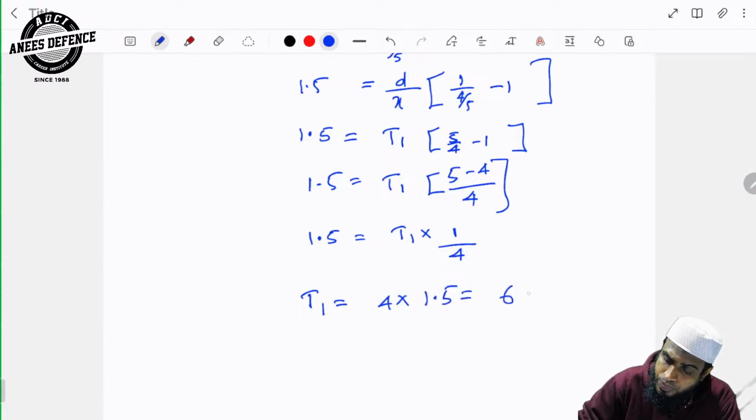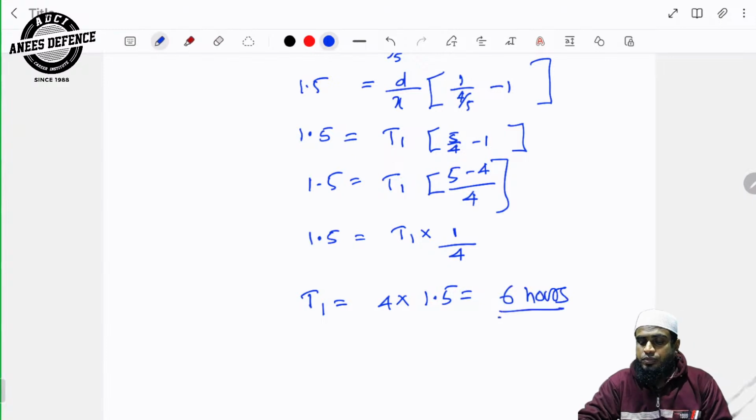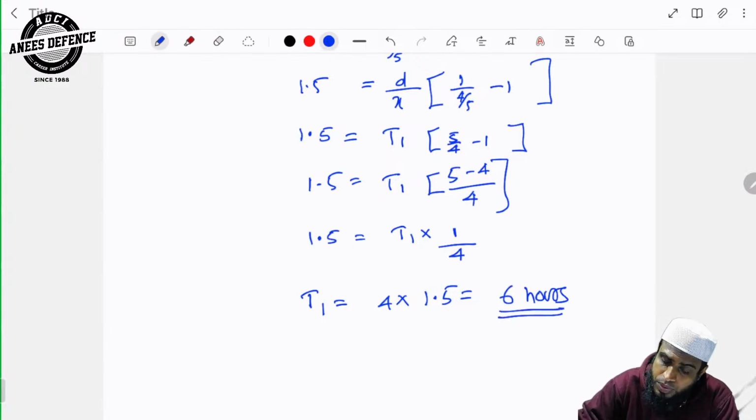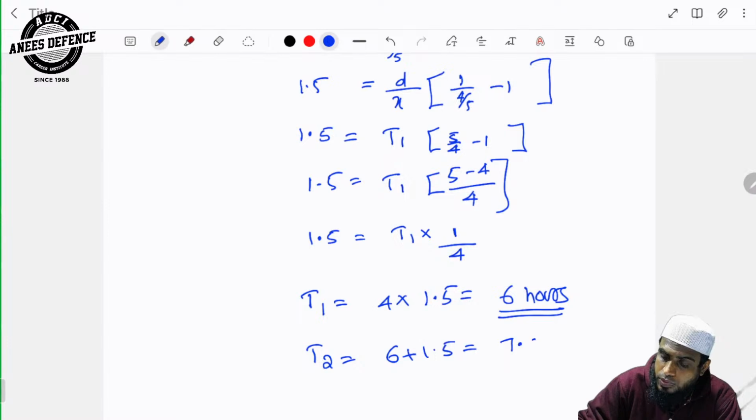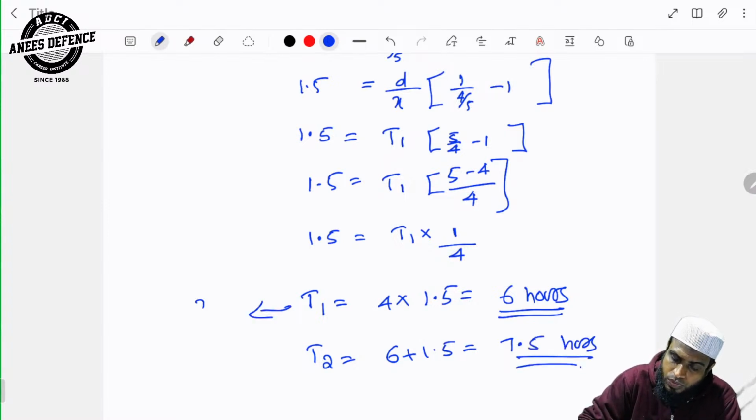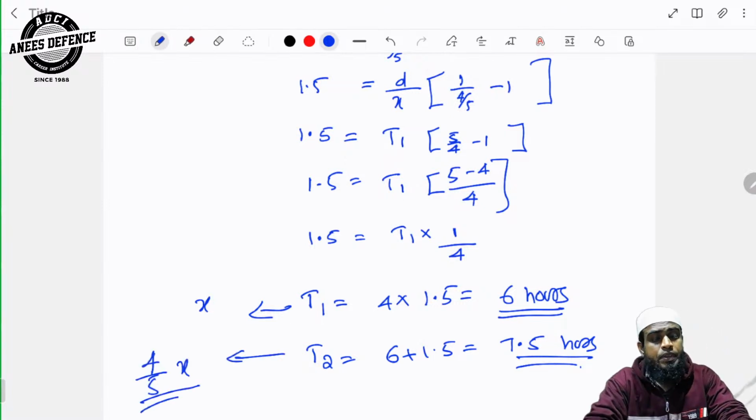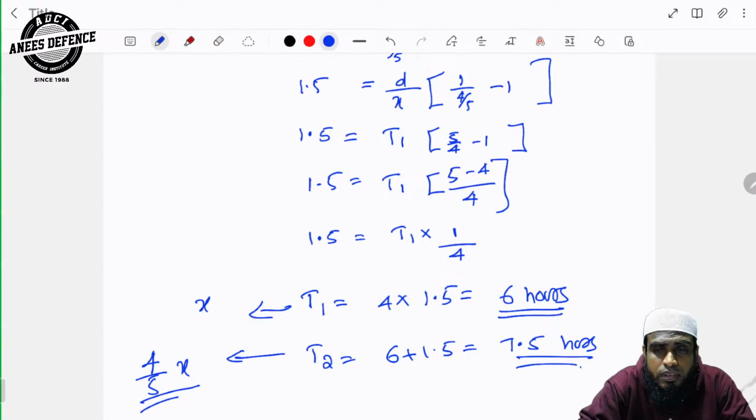6 hours. Normally, he will take 6 hours, and if he goes with a speed of 4 by 5th of the initial velocity, he will reach 1.5 hours late, meaning 6 plus 1.5, he will take 7.5 hours. This is with the velocity of x, and this is with the velocity of 4 by 5th of the initial velocity. If the velocity is less, then normally the time also will be more.